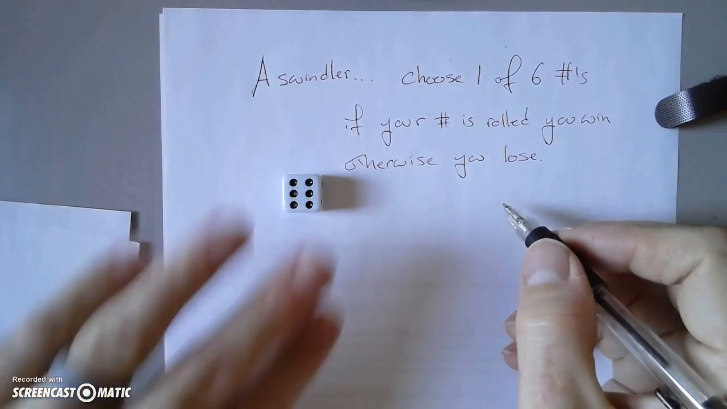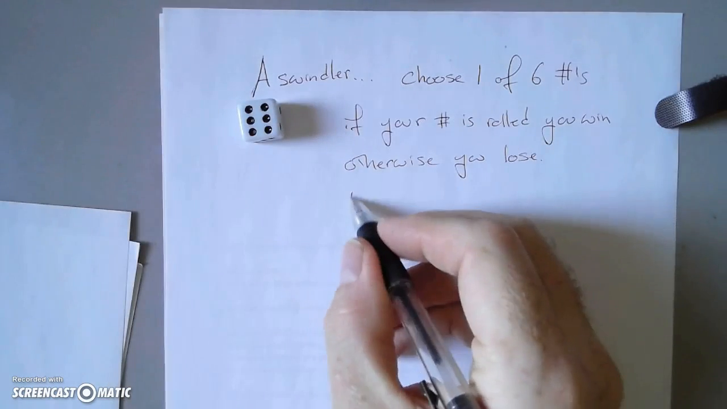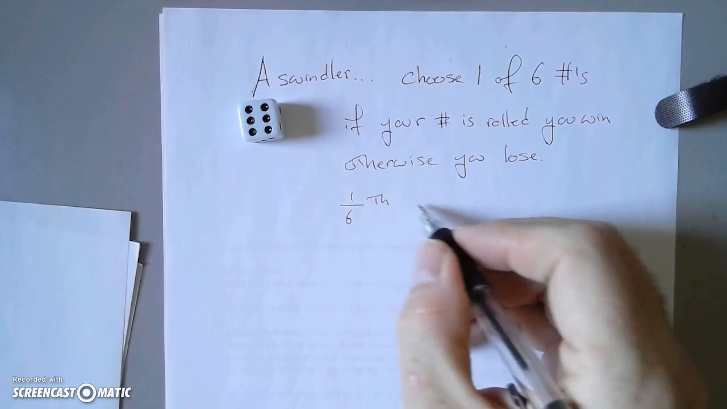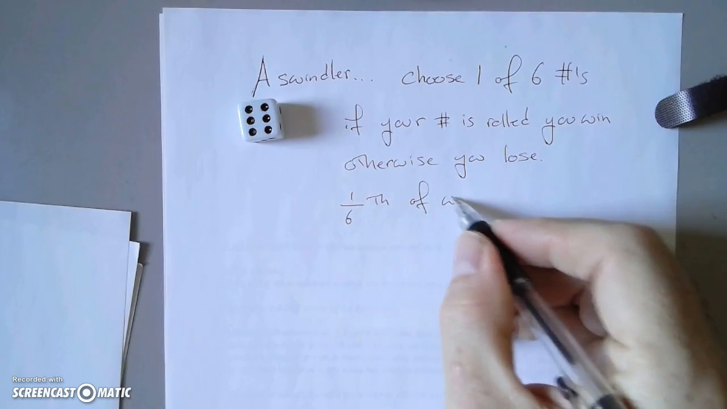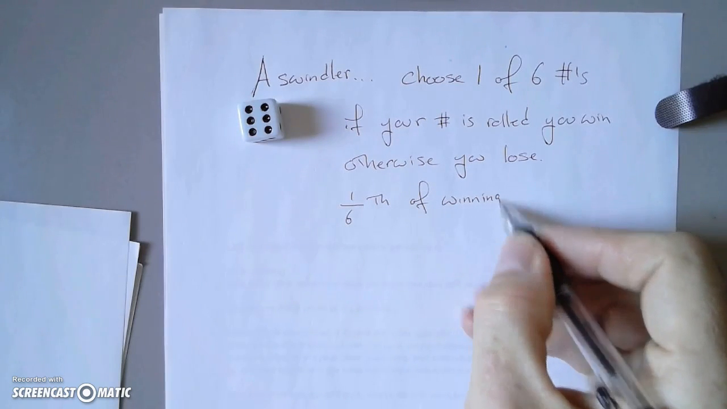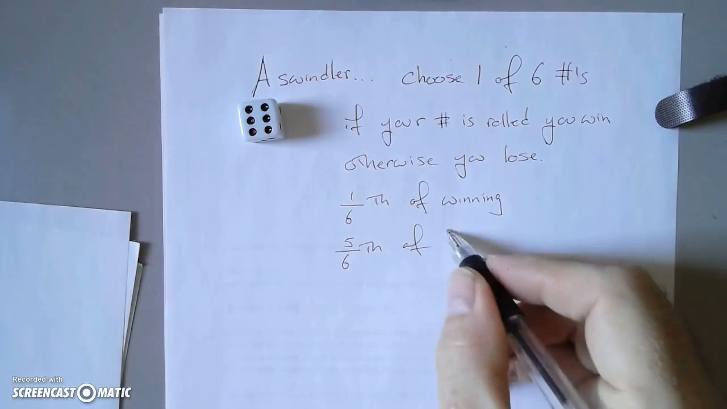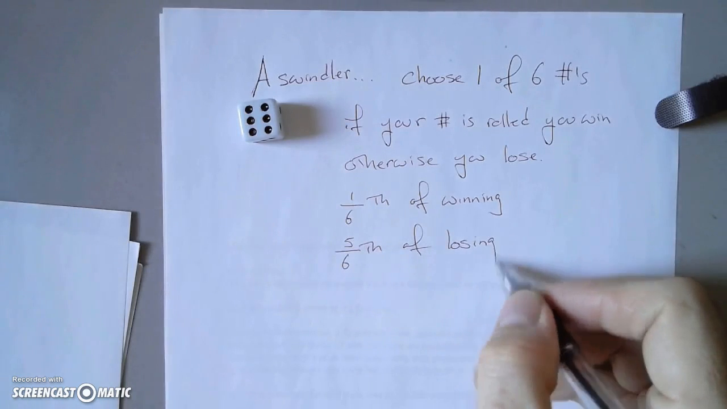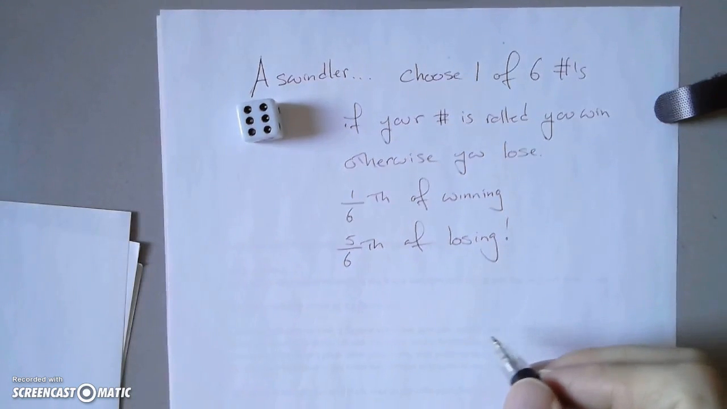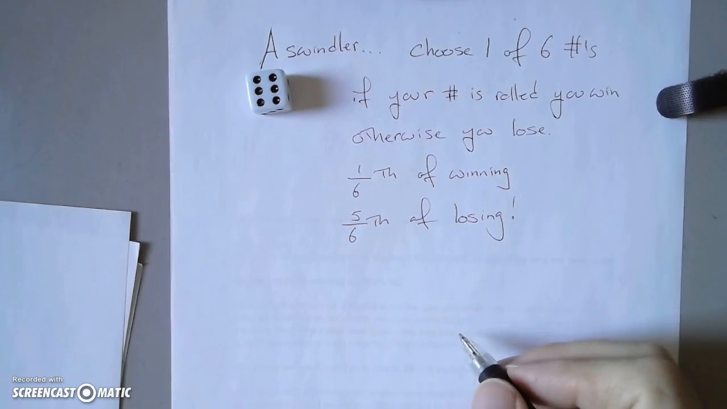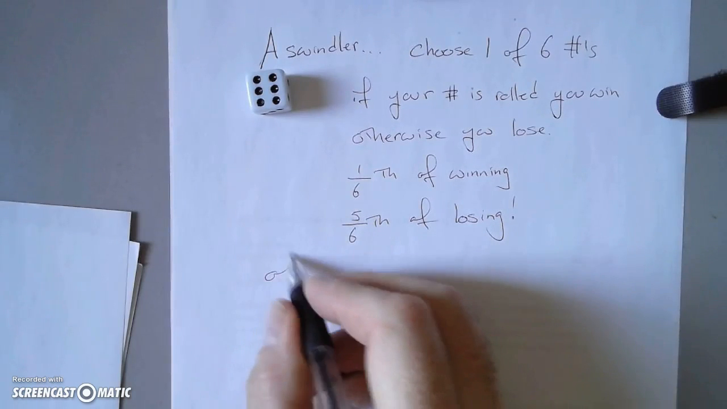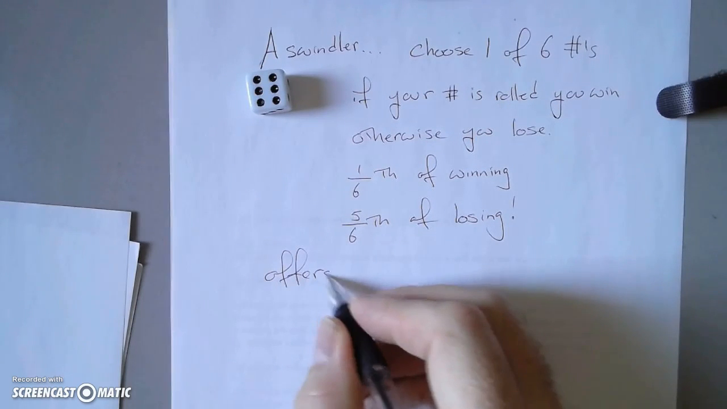Now, you know those odds aren't good. That means there's a 1/6 chance of winning and a 5/6 chance of losing. So you object. The swindler, being a swindler, offers 3 tries.